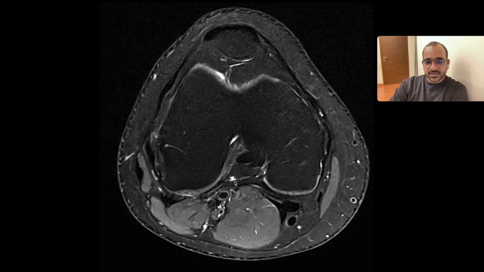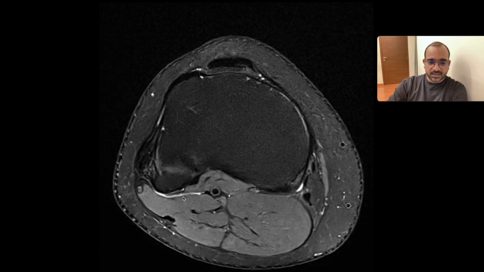We can see sometimes there will be a breach in this oblique popliteal ligament with extension of joint fluid into the posterior soft tissues. So there will be a capsular breach and also a breach of these ligaments. These ligaments usually reinforce the posterior joint capsule. So that is one thing.